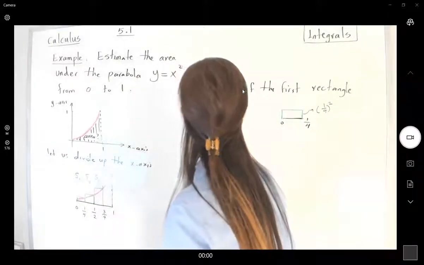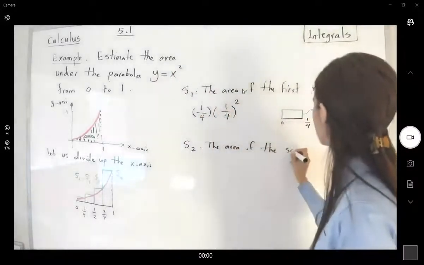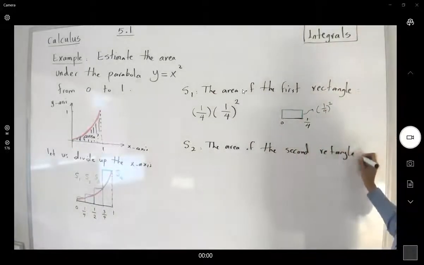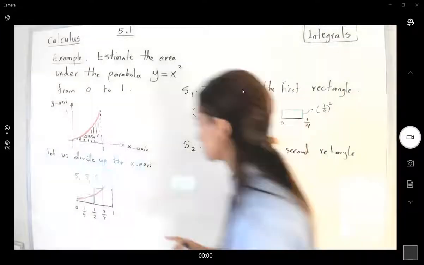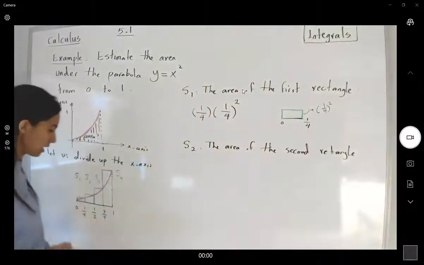S2, the area of the second rectangle. Okay, the second rectangle is at 1/4 to a half.